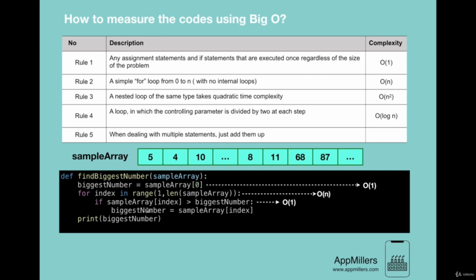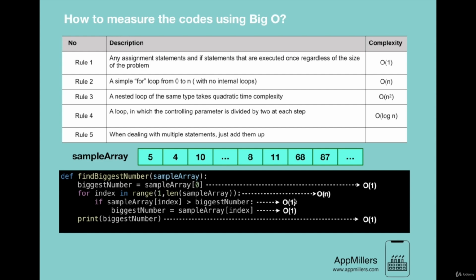Then again, we have an assignment here. This will also take O(1) according to our first rule. Then finally, we have a print statement here, which takes constant time complexity as well. Now we need to sum up these complexities together.